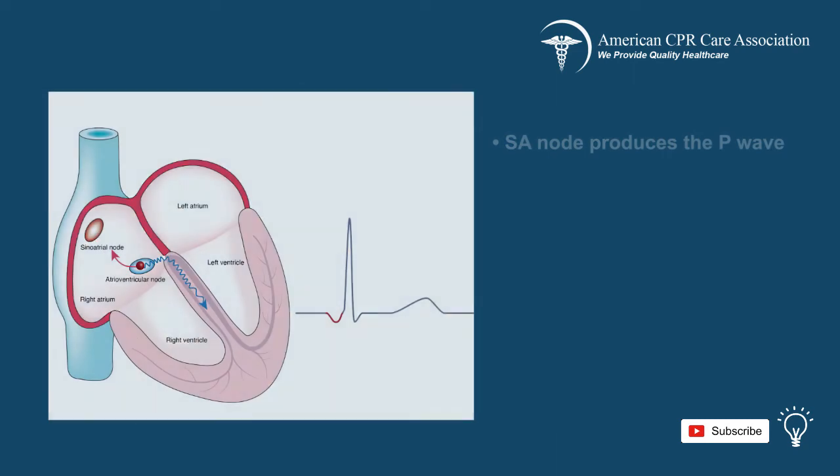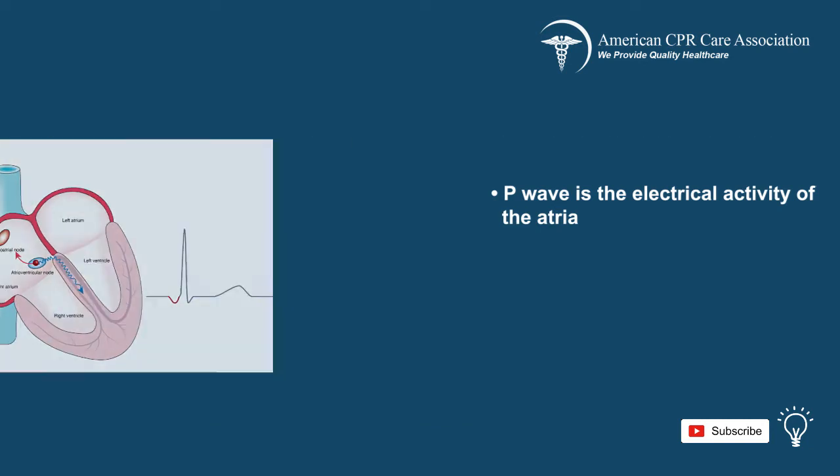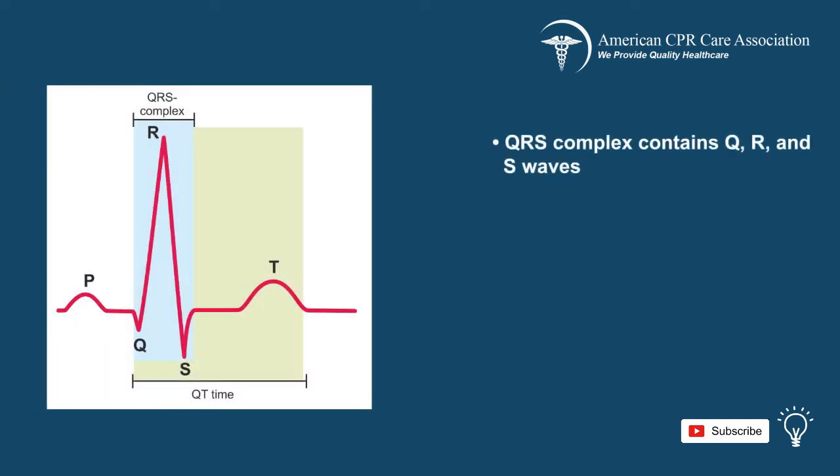The sinoatrial node, the pacemaker of the heart, produces the P wave. The P wave is the electrical activity of the atria, and so when the atrium is stimulated, the impulse is recorded as P wave. As the name suggests, the QRS complex contains Q, R, and S waves.